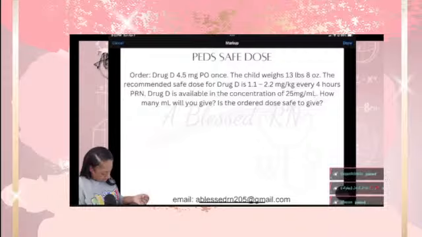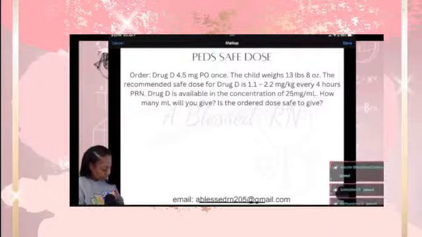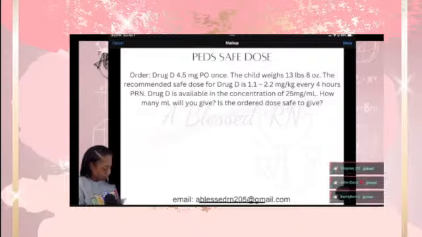All right, so drug D, 4.5 milligrams by mouth once. The child weighs 13 pounds and 8 ounces. The recommended safe dose for drug D is 1.1 to 2.2 milligrams per kilogram per dose every 4 hours as needed. Drug D is available in the concentration of 25 milligrams per milliliter. How many milliliters would you give, and is the ordered dose safe to give, okay?